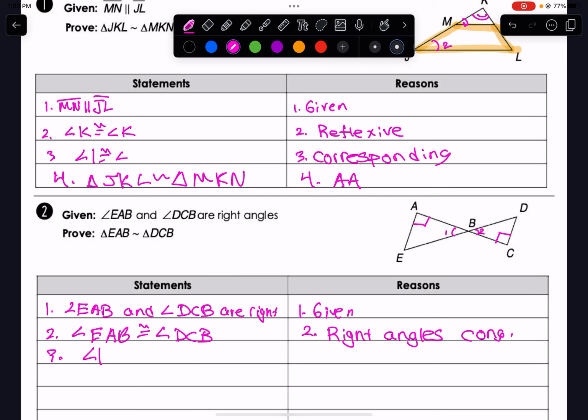Then we can say angle 1 is congruent to angle 2, reason, vertical. So then we can finally say that triangle EAB is similar to triangle DCB, reason, angle, angle. I forgot, angle, angle similar to angle, angle.